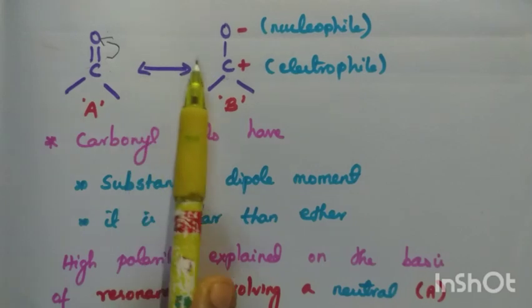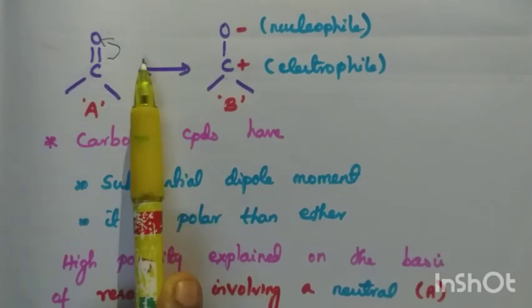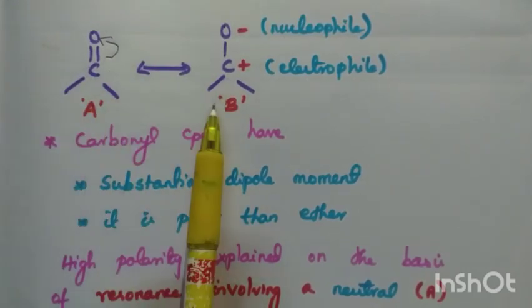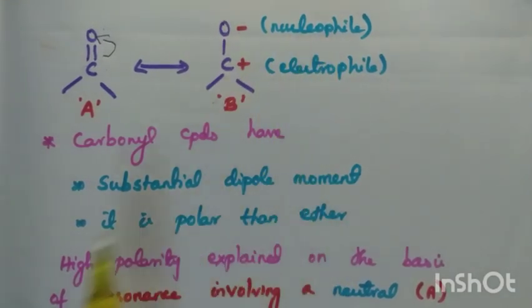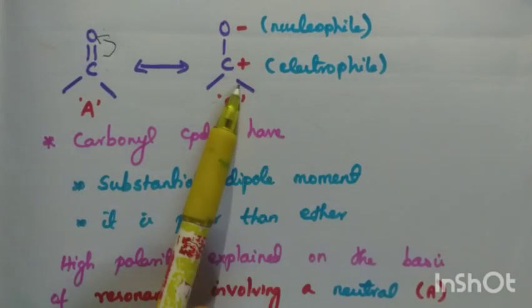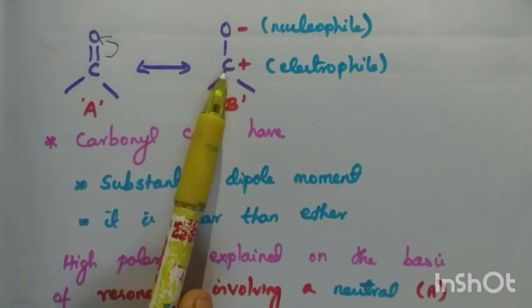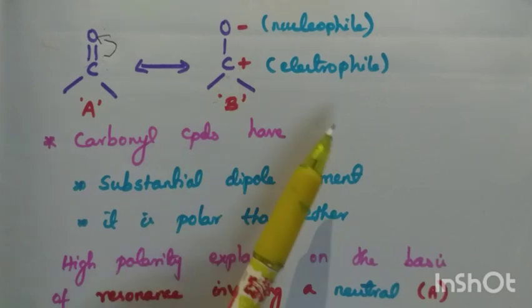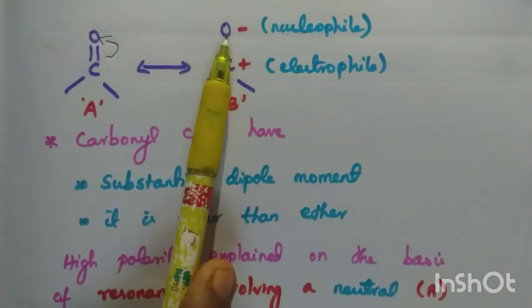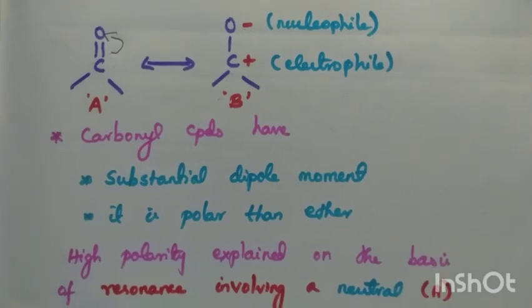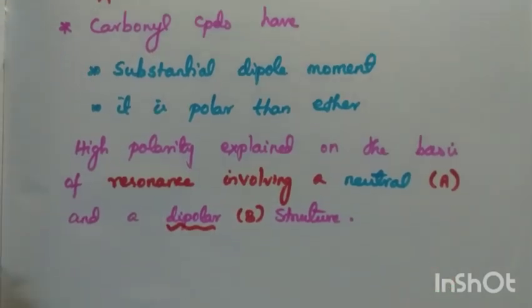This arrow mark represents the resonance structure of the carbonyl group here. Plus means electrophile, minus means nucleophile. So any nucleophile can come and attack the carbon. Next, in preparation and properties, we are going to see this type of reaction, where a nucleophile comes and attacks here and an electrophile comes and bonds here. We will study this type of reaction later.